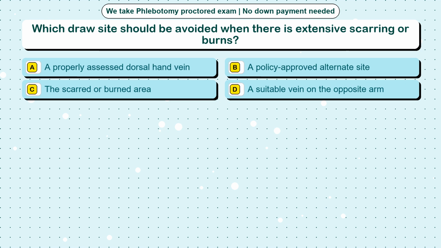Question 38. Which draw site should be avoided when there is extensive scarring or burns? Option A. A properly assessed dorsal hand vein.